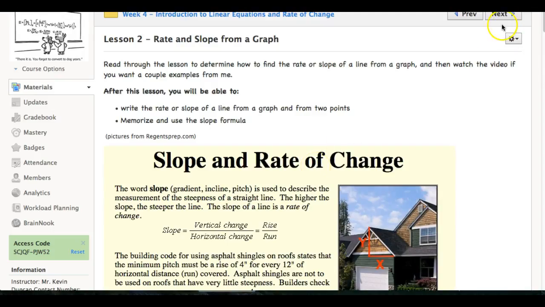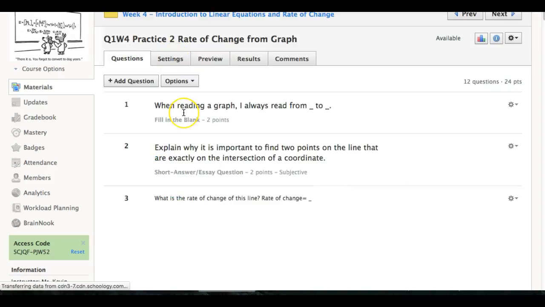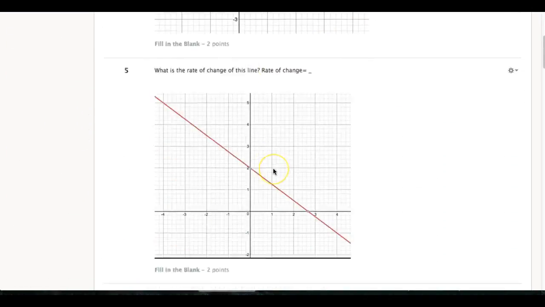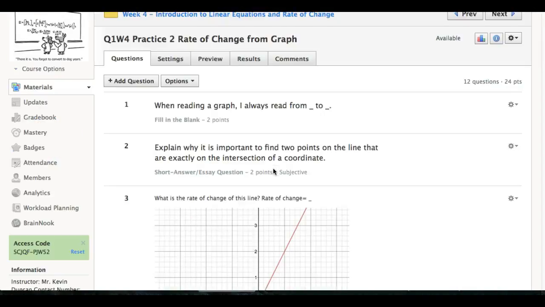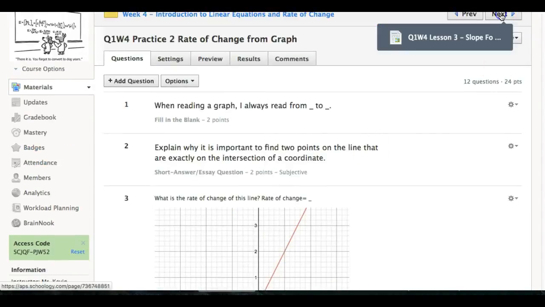descriptions here. So moving on with that, you're just going to be finding the slope of these lines. Pretty straightforward. What is the slope of those lines?